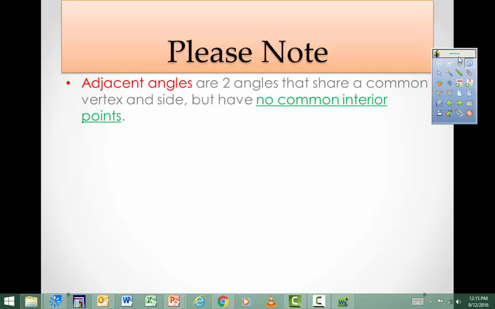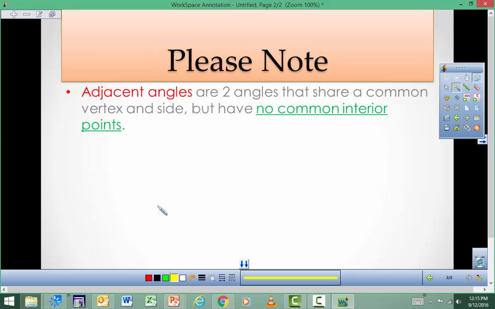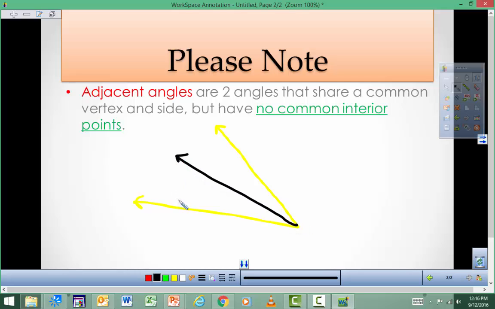Okay, so here's a little note here. Adjacent angles are two angles that share a common vertex and a side, but they have no common interior points. Well, let me just draw a picture of that real quick. It's like what I said. You have a ray that's in the middle somewhere. Okay? And you'll notice all the interior points for this one are over here.